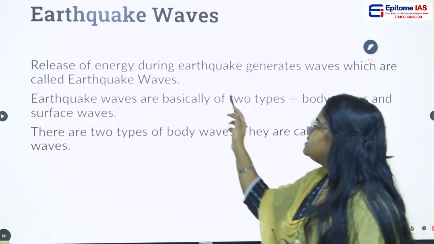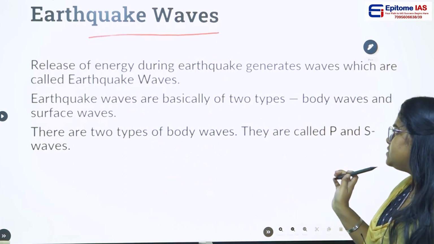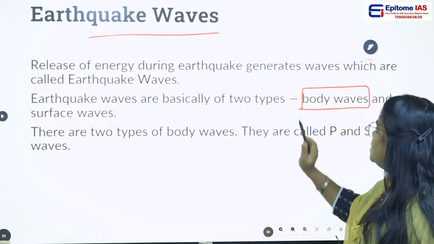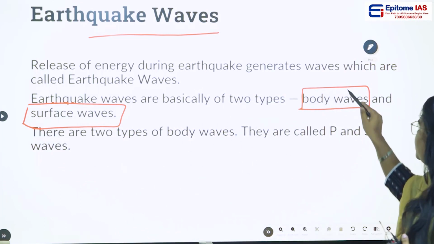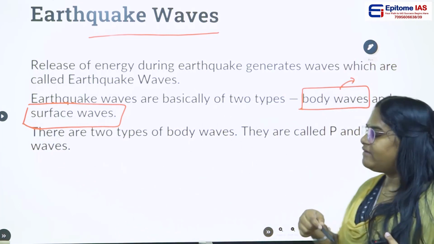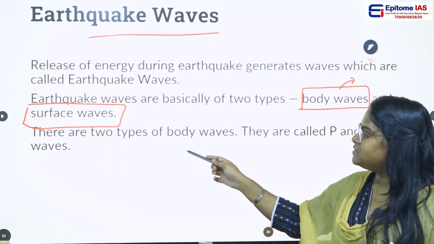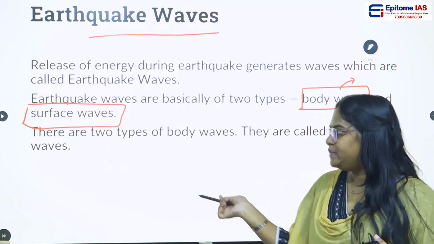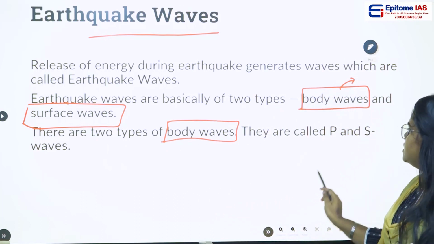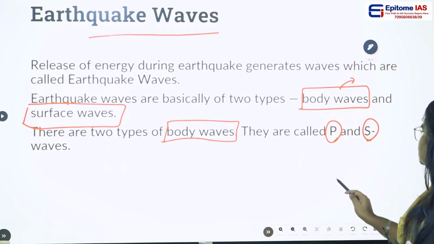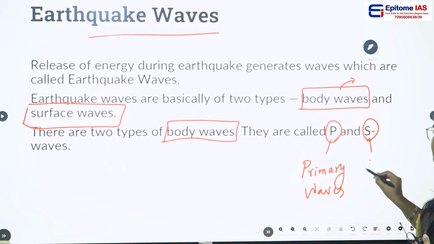If you see here, there are two sorts of earthquake waves. What are they? One is body waves and another one is surface waves. And as I already told you, the body waves are the waves which are traveling inside the body of the earth, and the surface waves are the waves which are traveling on the surface of the earth. Simple. In the body waves, we have two types, that is P waves and S waves. P waves are nothing but the primary waves and S waves are nothing but the secondary waves.